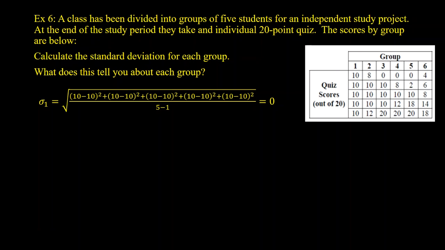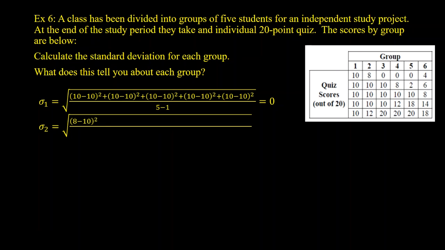Now group 2 does have some variation. You have a score of 8 and a score of 12, so they're not all 10. We'll do the same thing. Remember, we know our mean is 10 already. So sigma group 2 is 8 minus 10 squared, plus 10 minus 10 squared, plus 10 minus 10 squared, plus 10 minus 10 squared, plus the last one, 12 minus 10 squared, divided by 5 minus 1, which equals 1.41. So on average, the scores in group 2 vary by 1.41 points. So the average distance from the mean for all the data points is 1.4 points.